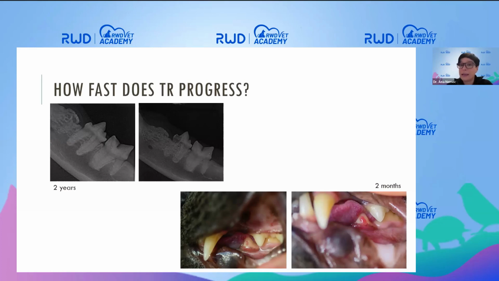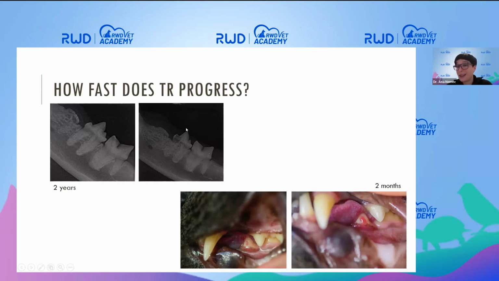This cat was seen 2 years later, and you can see that the third premolar is now almost completely resorbed, with actually stage 4, probably B, crown and root equally affected, and type 2. Mostly, there is still some ligament, type 1, on the distal root. So it took 2 years to get from here to there.